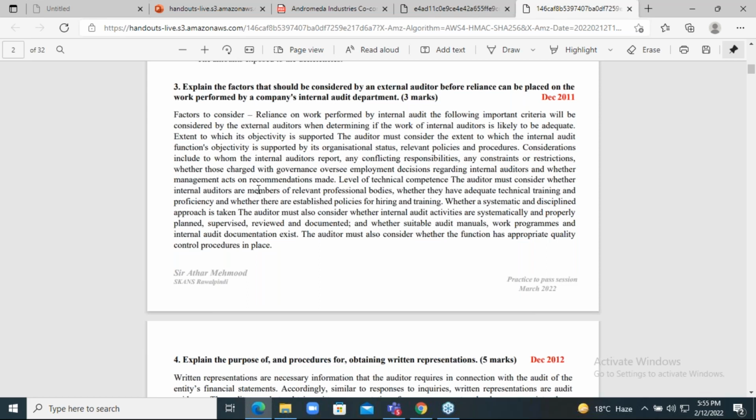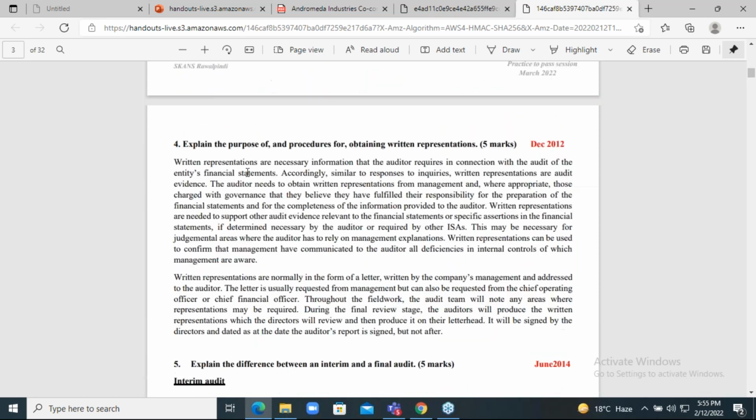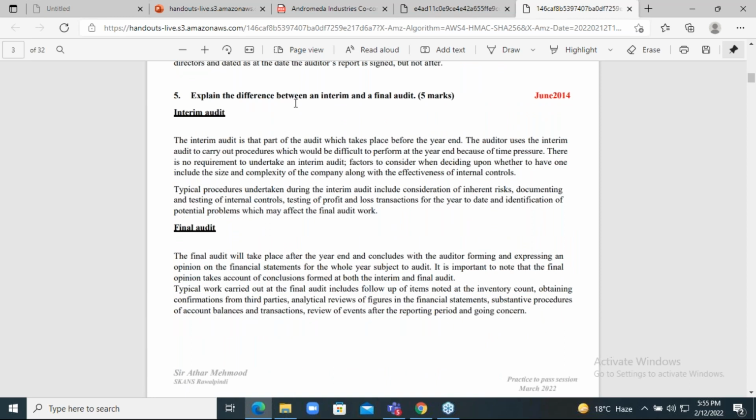Now these are some ready-made questions. Explain the difference between interim and final audit. This question has been frequently asked many times by the examiner. So please memorize this file, memorize procedures, read the book, attempt all the questions. You have 23 days left. You can do all these assignments. You have a lot of work to do.